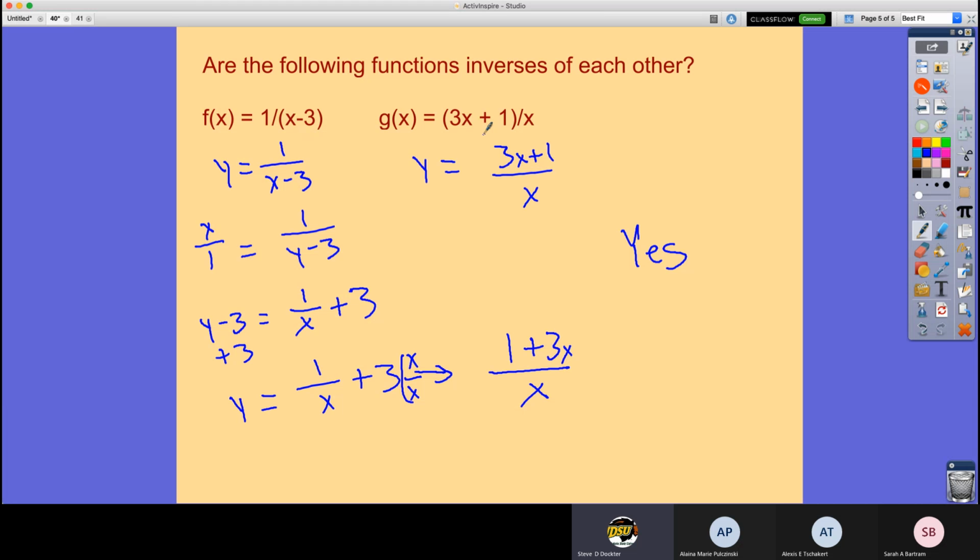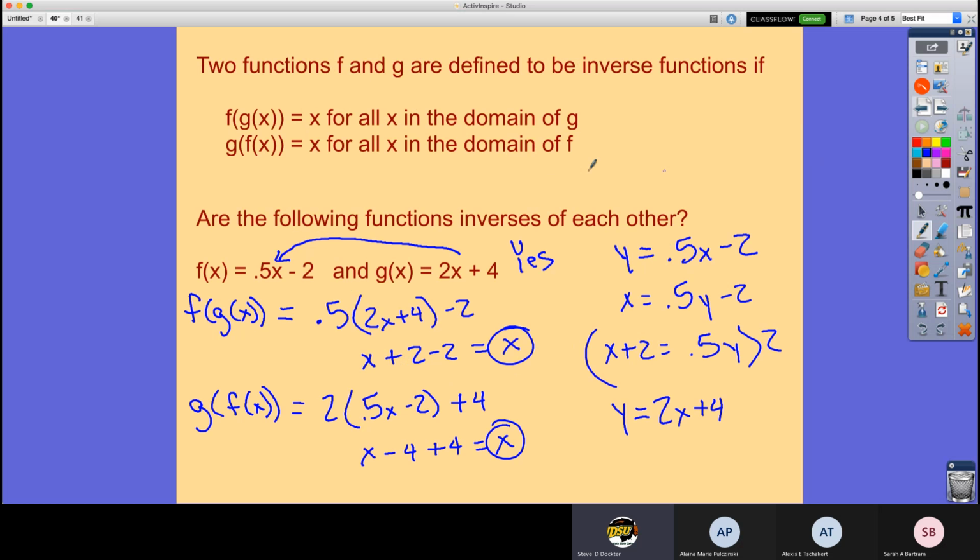But if you want to do it this way, or if you want to do it the other way, it's going to work, okay? And you would get the first one to equal x, the second one to equal x, all right? But do remember, though, that if you're going to do it the other way, you have to do it for both sets, okay? You cannot just do it for one and call it good.